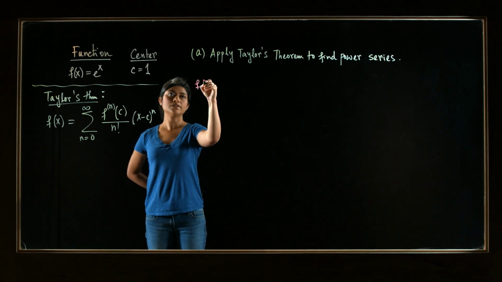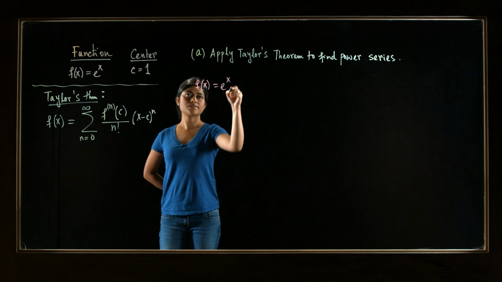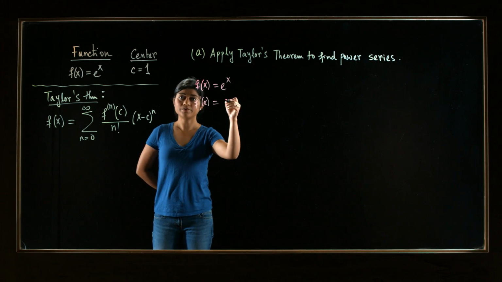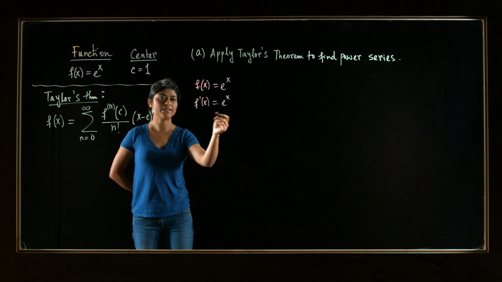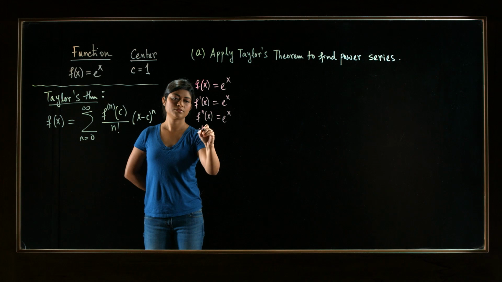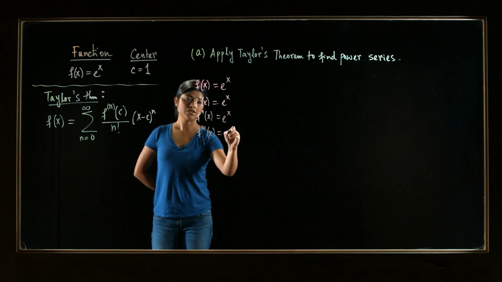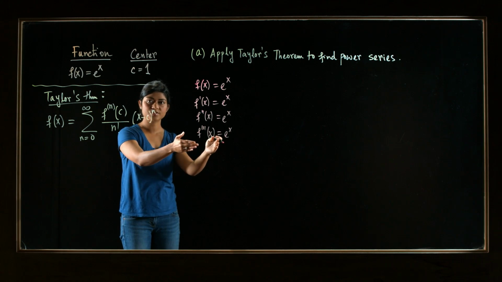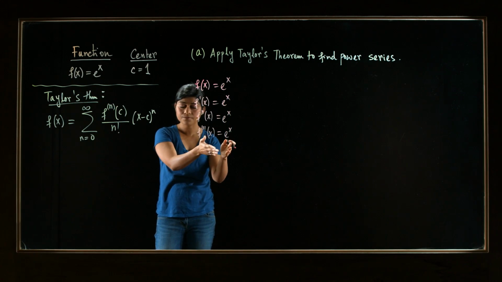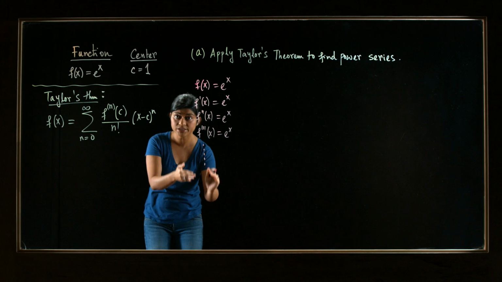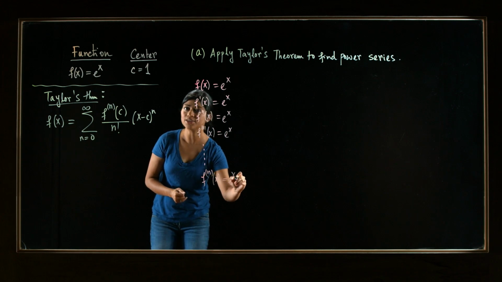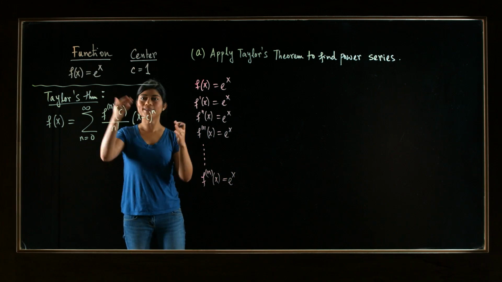So the function is e to the x. What is the first derivative? Well, we know the exponential function, its derivative is itself, e to the x. Second derivative is again e to the x. Third, also e to the x. Now, you don't have to compute all these derivatives, but this is a simple enough function that all the derivatives are itself, and then we can say that if you continue, the nth derivative of this function will be again e to the x.